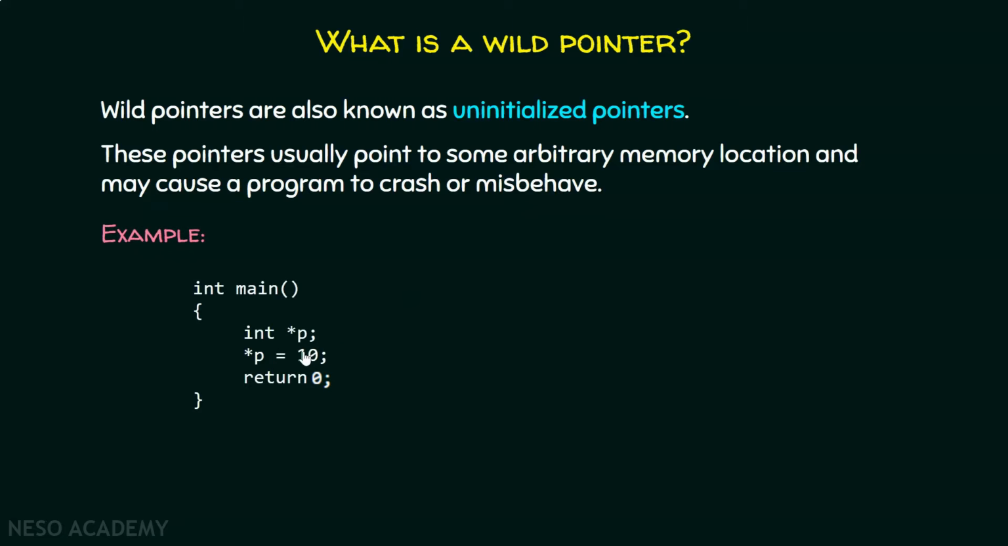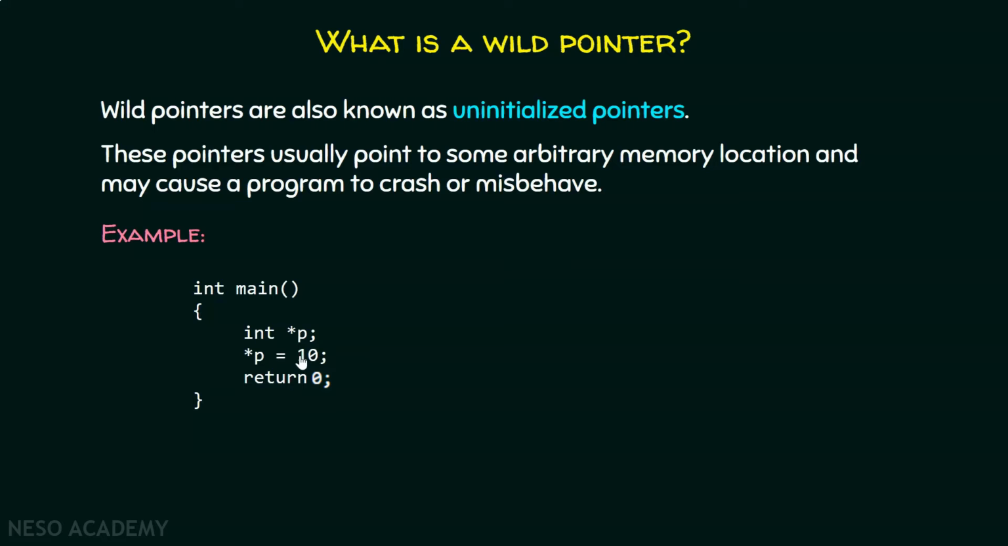For example, here in this case, this pointer has not been initialized yet. And here we are trying to dereference this pointer. This means that we are trying to access the location pointed to by this pointer, and we are also storing this value within that location. Obviously, this may cause the program to crash. It may even cause a segmentation fault.